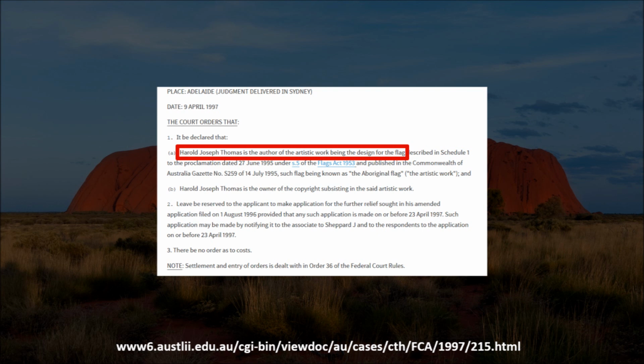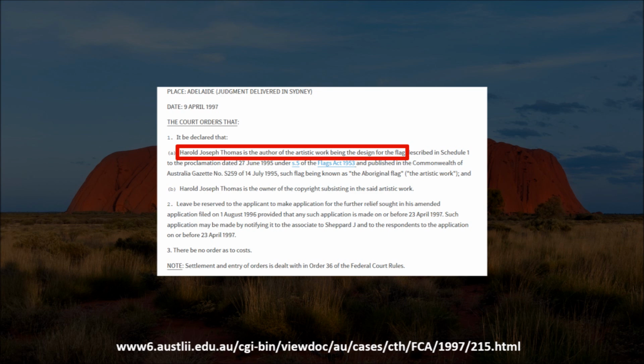By granting copyright of the design to Thomas, it means that legal usage of the flag is dependent on Harold Thomas granting permission for its use, and Thomas has been involved in many disputes over the years. We will give our opinion on the ruling later, but first let's look at some of the disputes that have happened over the years.